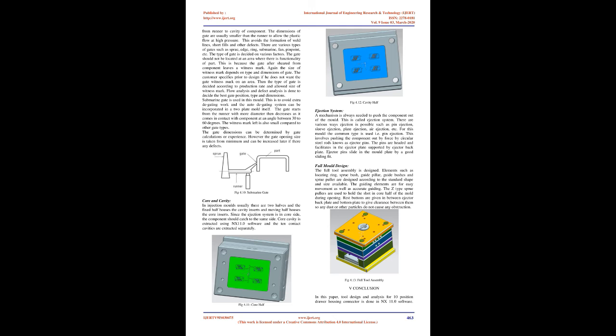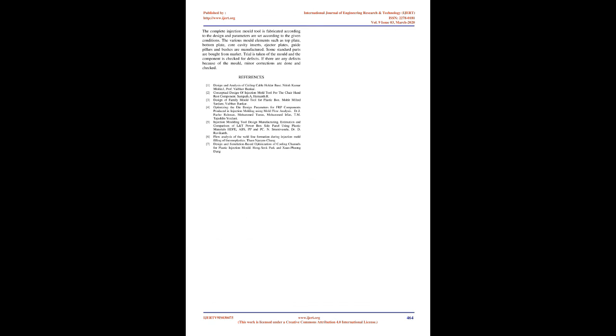Submarine gate is used in this mold. This is to avoid extra degating work, and the auto degating system can be incorporated in a two-plate mold itself. The gate starts from the runner with more diameter then decreases as it comes in contact with component at an angle between 30 to 60 degrees. The witness mark left is also small compared to other gate types. The gate dimensions can be determined by gate calculations or experience. However, the gate opening size is taken from minimum and can be increased later if there are any defects.